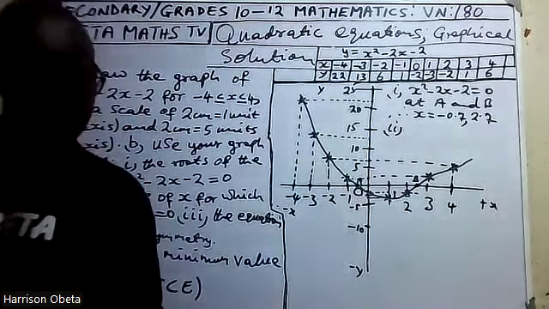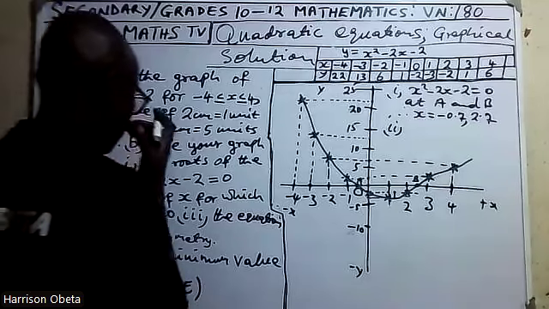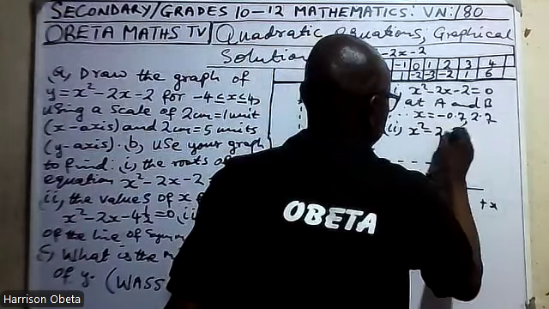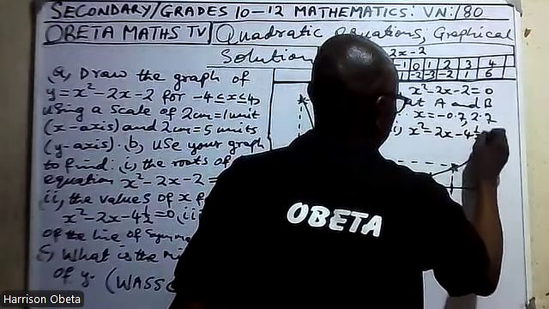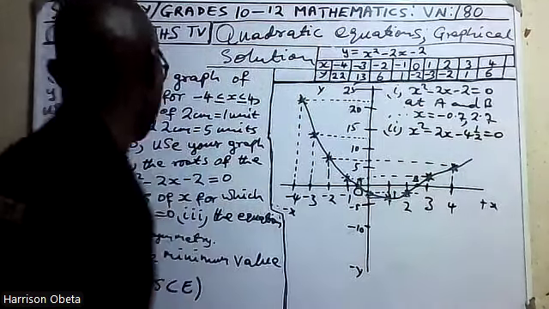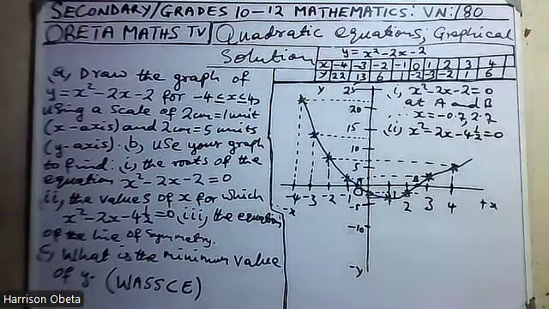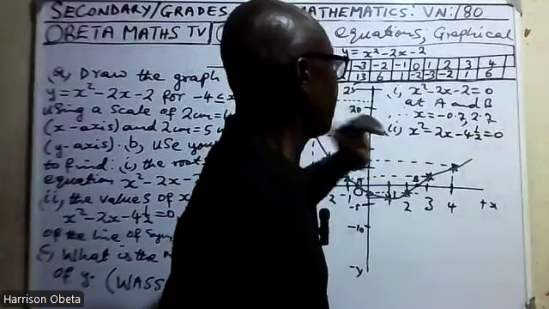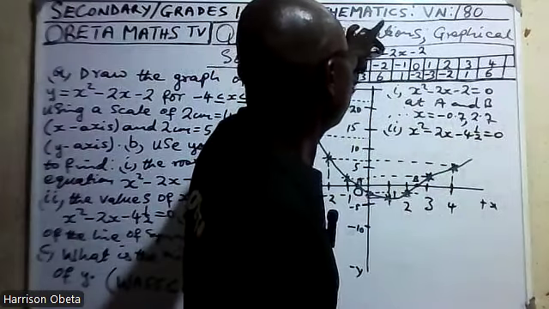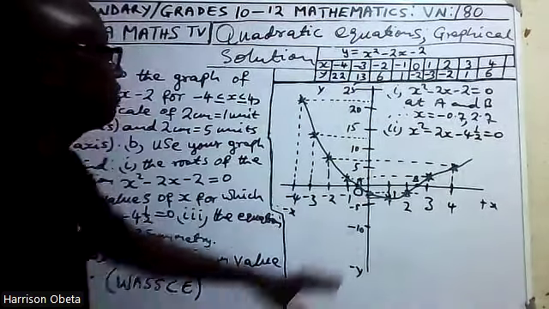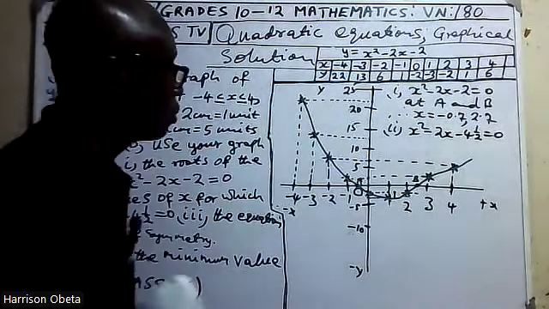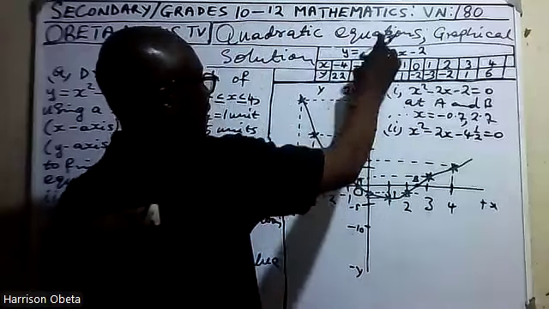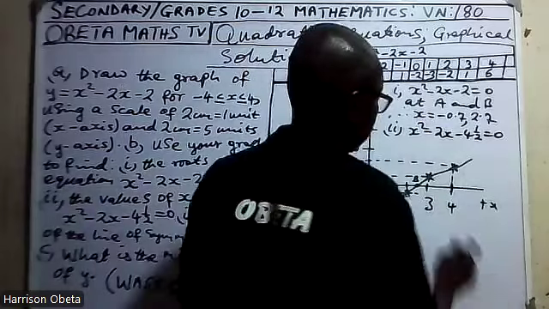The second question says the values of x for which this is equal to 0. So we have x squared minus 2x minus 4.5 equal to 0. Now, when you're using your graph to find the roots of an equation, you must always make whatever equation is given to be like the original one. And if you look at this, there's a difference between this and this. So we have to make sure we get exactly this from this. How do we do that?